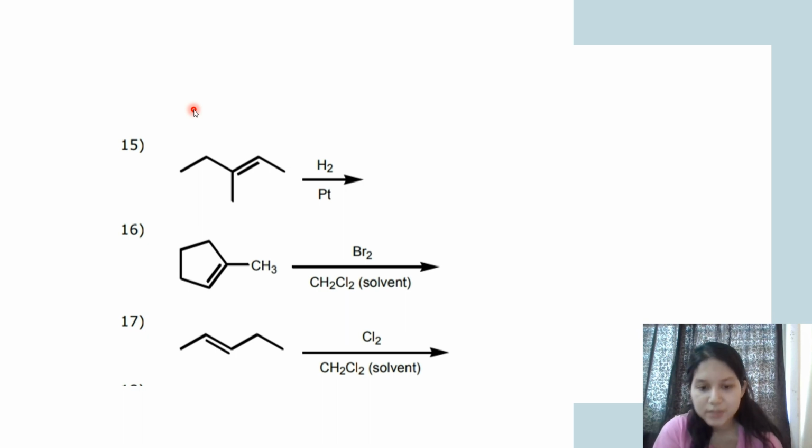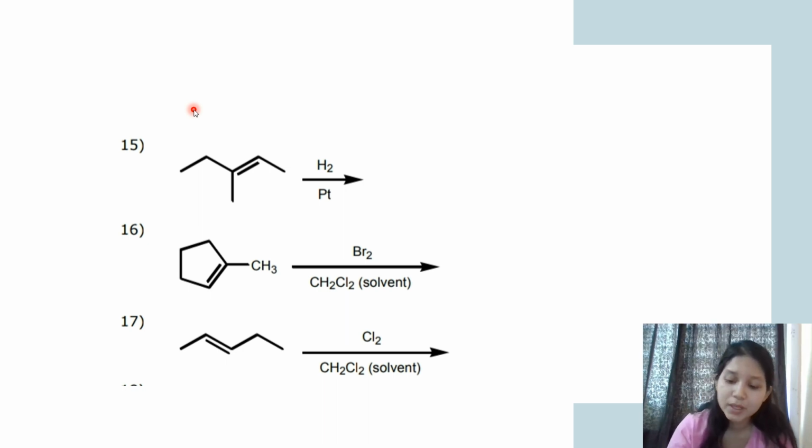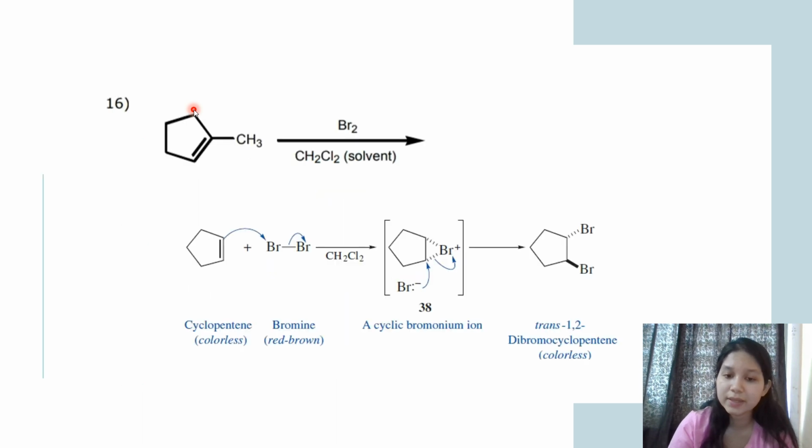Coming to the next question, where you now have to brominate an alkene. You have to treat this methyl substituted cyclopentene with bromine in DCM solvent. Okay, DCM is the solvent. So what will happen if you treat the double bond of this alkene with bromine? A similar kind of mechanism we have already discussed in one of our earlier tutorials. So let us go through the mechanism again.